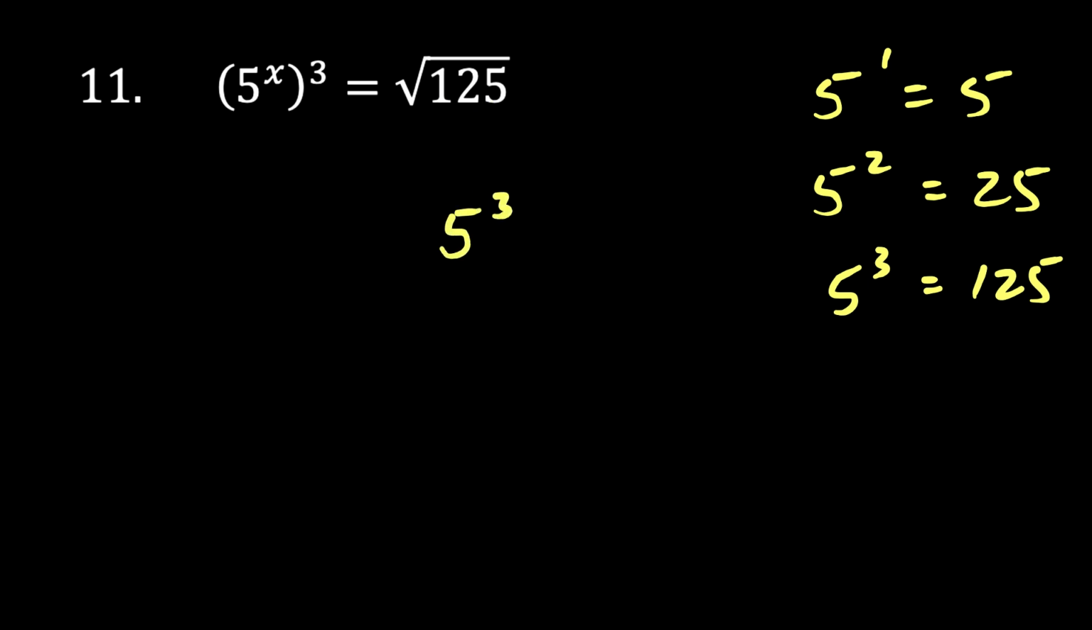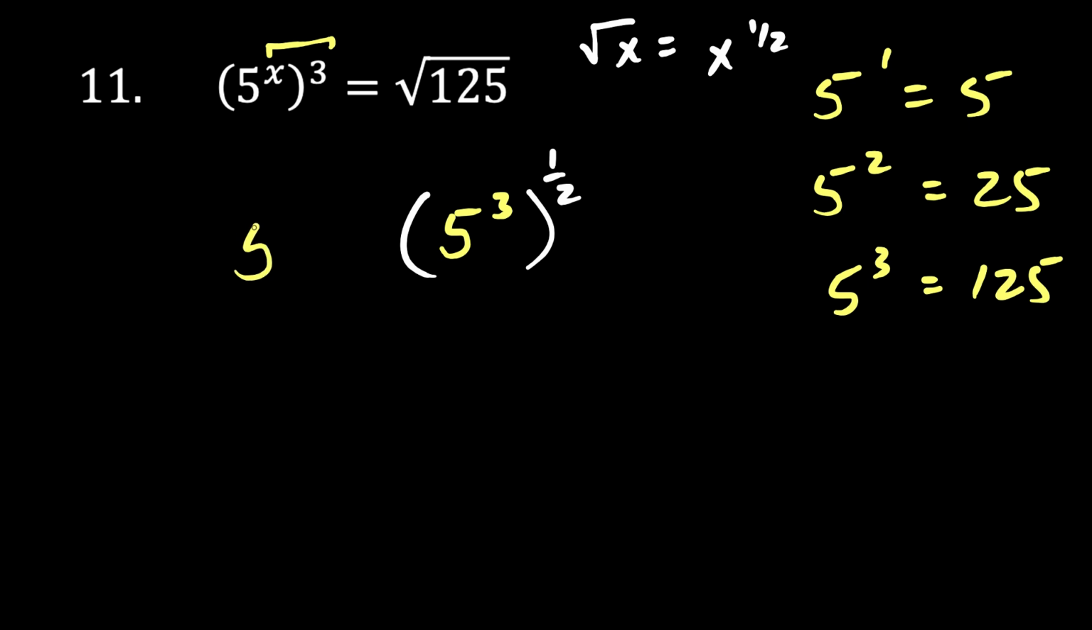Now, the square root is bothersome. I need you guys to remember one of the rules, that the square root of a number means that number is being raised to the 1/2. So we can lose the square root and raise it to the 1/2 power. Now over here is something we've seen already. Power to a power, we're going to multiply. So we're going to have 5 to the 3x, and that equals 5 to the 3 to the 1/2.